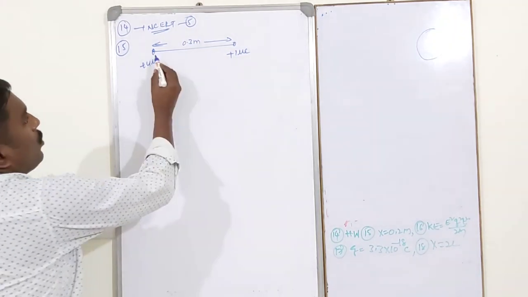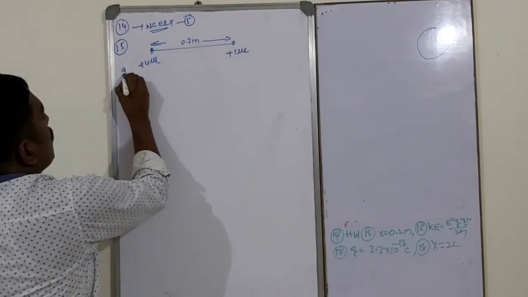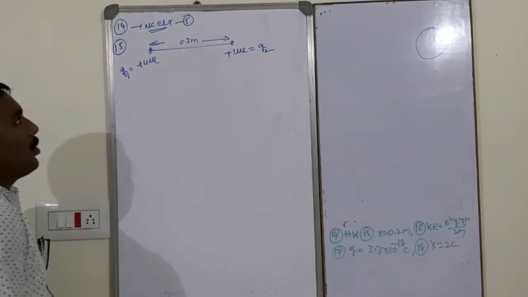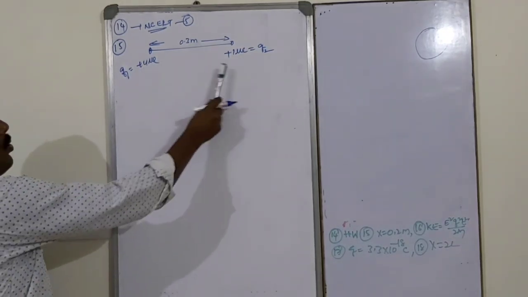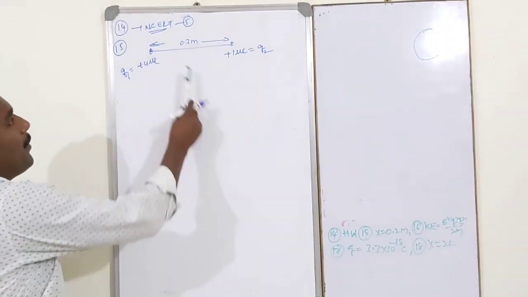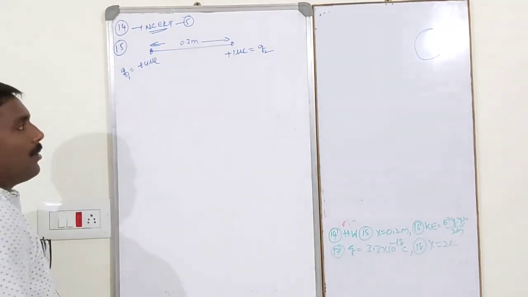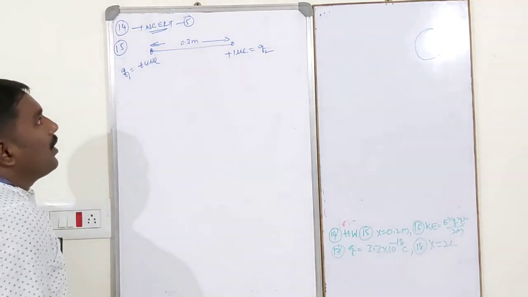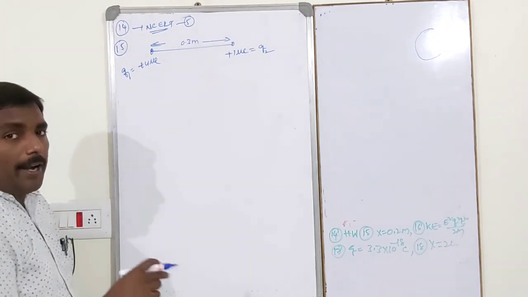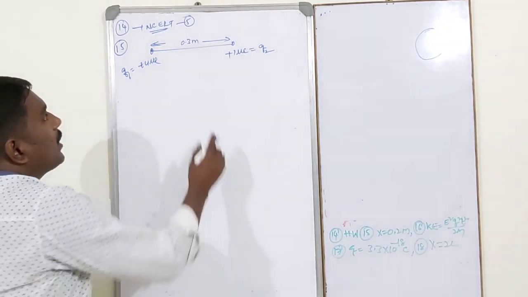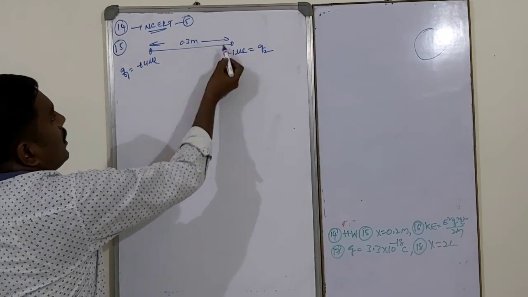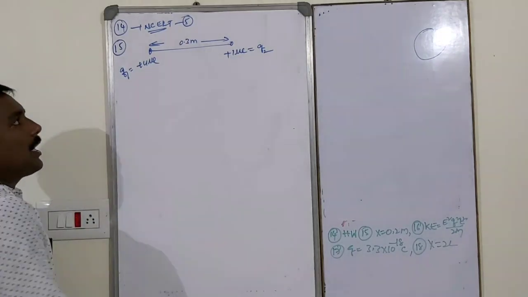So here they have given 2 point charges, this is Q1, this is Q2. The charges +4 microcoulomb and +1 microcoulomb are placed in air, separated by a distance of 0.3 meter or 30 centimeter. At what point will the net electric field be 0? A point between them, only between them.